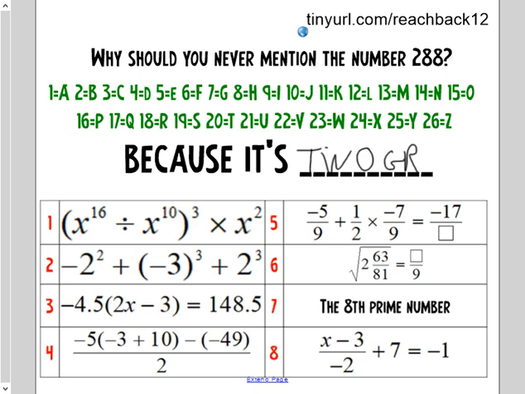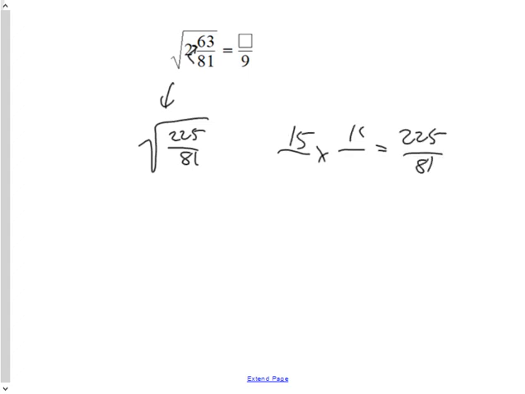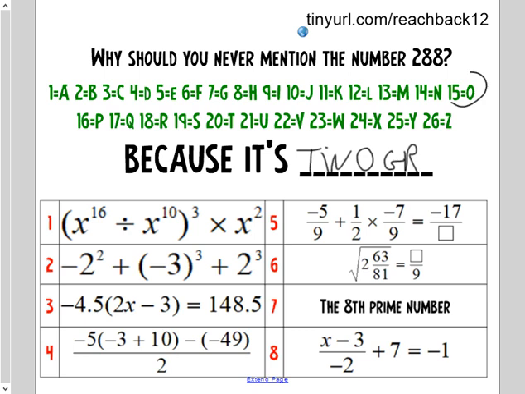Moving right along. Our next question is the square root of a mixed fraction. It's always easiest when you have the square root of a mixed fraction to change it to the square root of an improper fraction. So that's going to be 81 times 2 is 162, plus that is going to be 225 over 81. What fraction multiplied by itself is 225 over 81? The answer is 15 ninths. So our missing number here is 15. Go back up here. Your 15th letter again is O, excuse me, not 0.